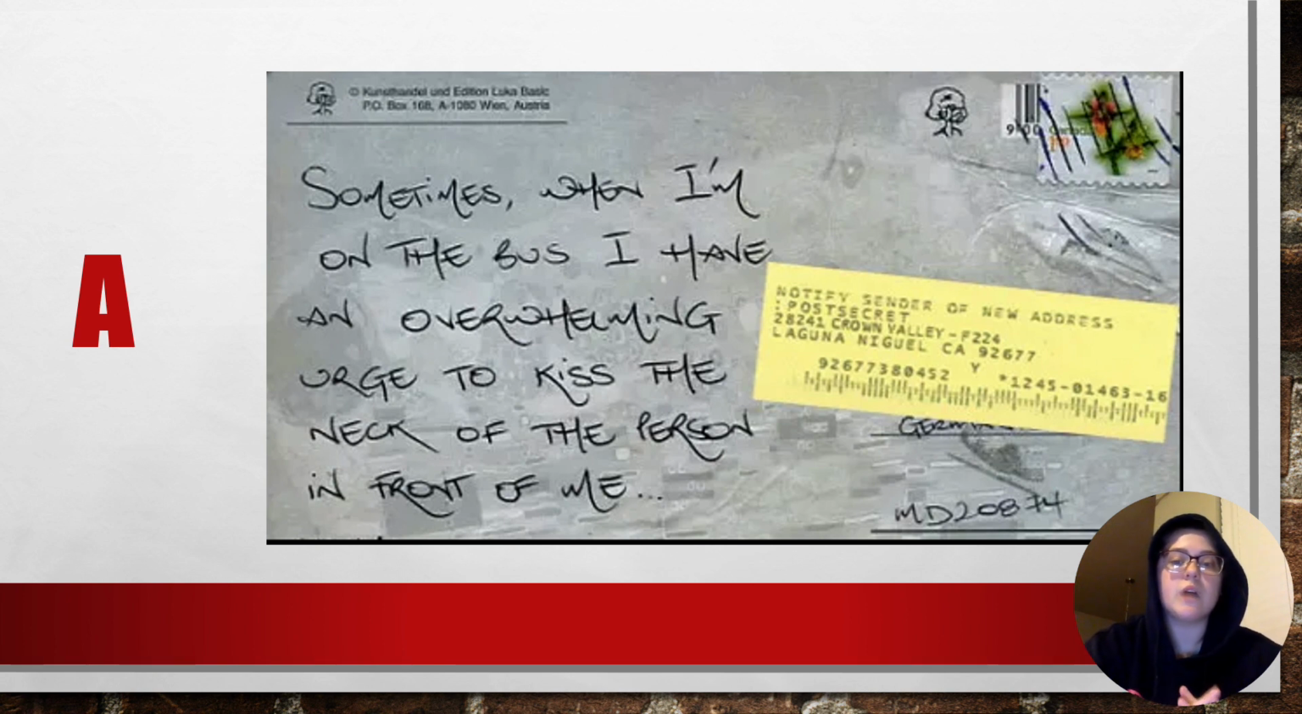Just because you do not act on these thoughts or beliefs does not render them non-deviant. Like I said previously, we would bring some examples from Post-Secret on here. One of them is this postcard that says, "Sometimes when I'm on the bus, I have an overwhelming urge to kiss the neck of the person in front of me." So while this person only thinks about doing this act and does not actually act upon it, the thought of assaulting someone by kissing their neck without consent is still a type of deviance.